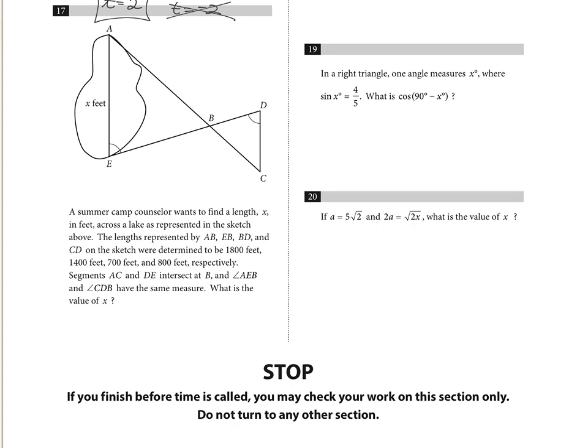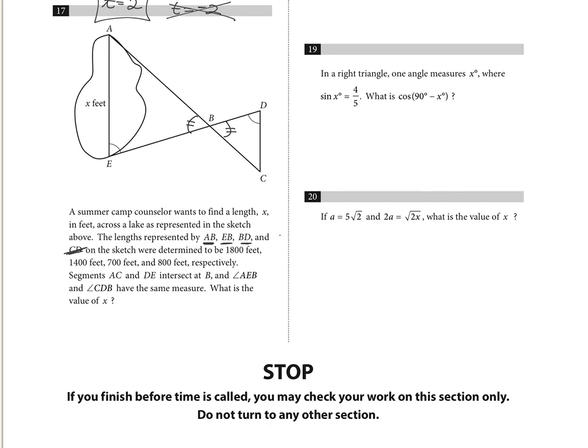Now question 17 is about similar triangles. We can see that this angle here is the same as this angle here, and it is true that this angle is equal to this angle, and so we do have a case of similar triangles. We have to be careful here because they give us the lengths in a strange way. Here we have the first one, the second one, the third one, and the fourth one.